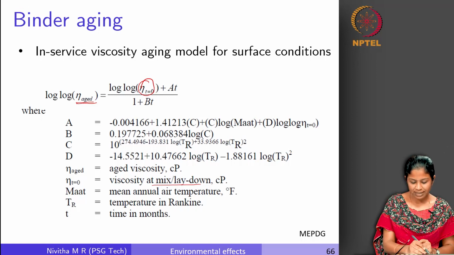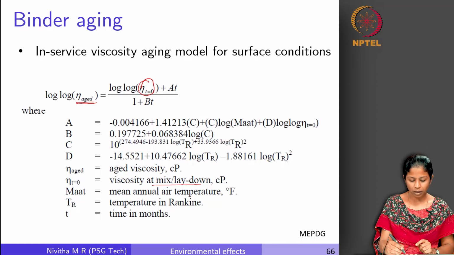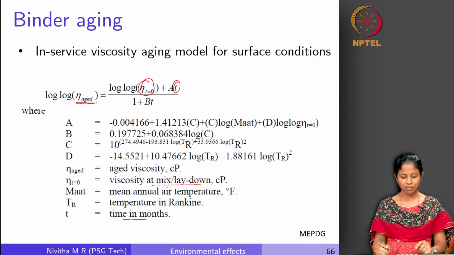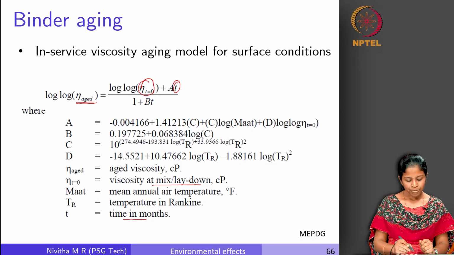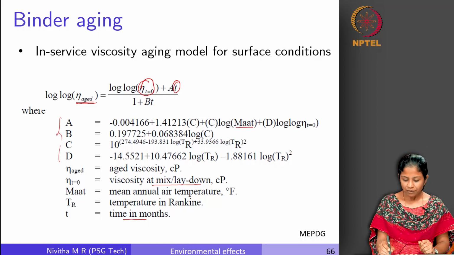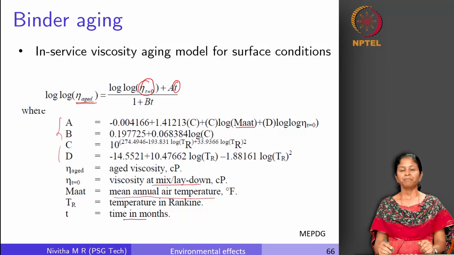It has constants A, B, C and D, let us not worry about it. It also has another parameter which is the time in months. So, from the time the pavement is laid, at what point in time am I interested in calculating the increase in stiffness? So, that is T, and then we also have constants A, B, C and D, which take into account the mean annual air temperature.